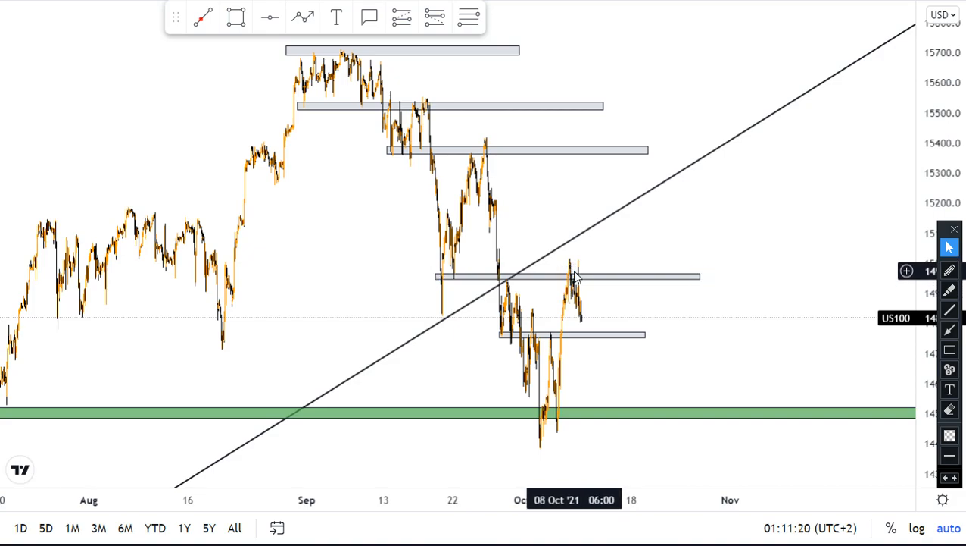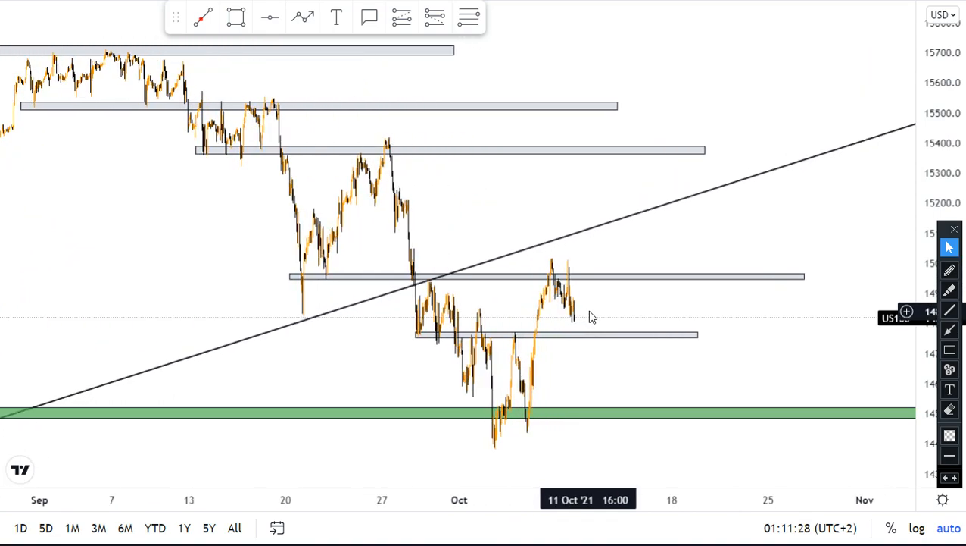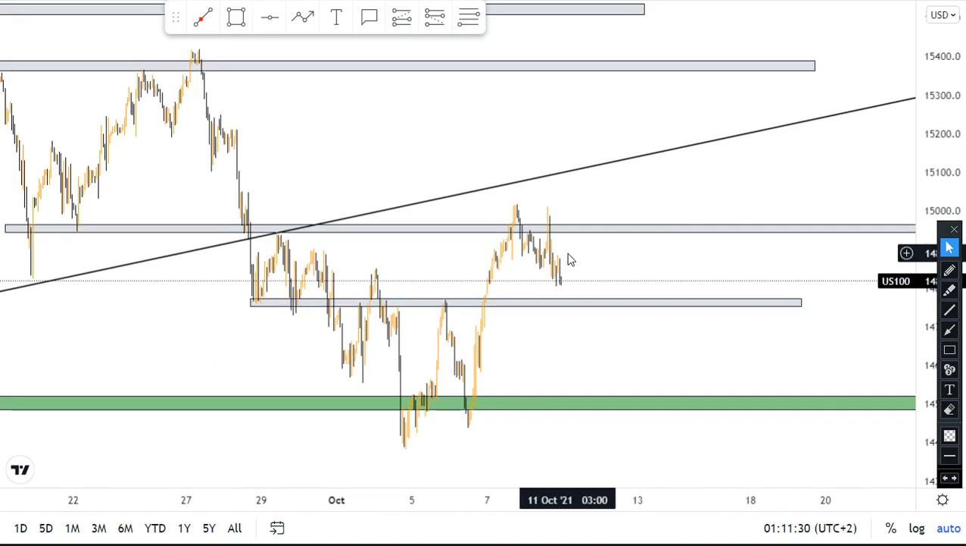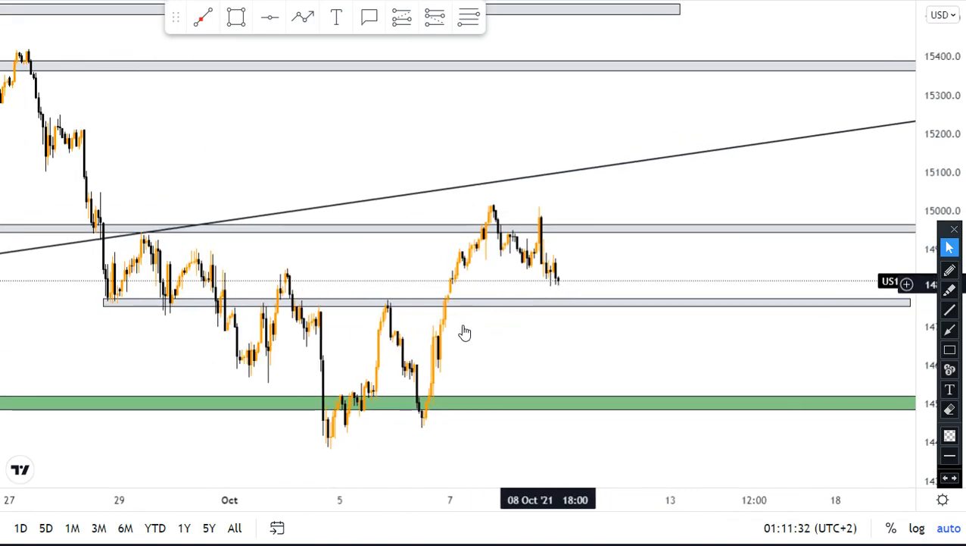you should have entered for a short position, could have gone into massive profits, and if you didn't close, then unfortunately you went back up. But then again, it didn't take you out. If you had your stop loss at the right place, you were still in profits. So break, retest type of thing.